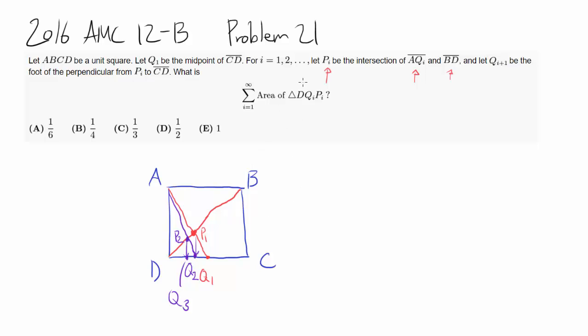Let's see what they want us to do. They want us to find the sum from i equals 1 to infinity of the area of triangle DQ sub i P sub i. So what are they talking about? Let's look at DQ1P1. DQ1P1 is this triangle, the entire thing, let me shade it. DQ2P2 is this triangle right here, and DQ3P3 is going to be one around here once we have everything marked. And so on. You're going to add all of these areas up, and you're going to do this an infinite number of times.